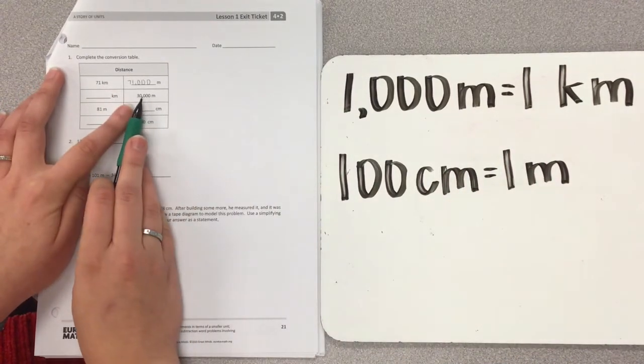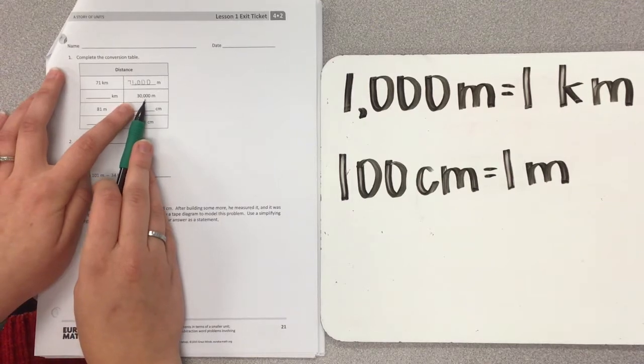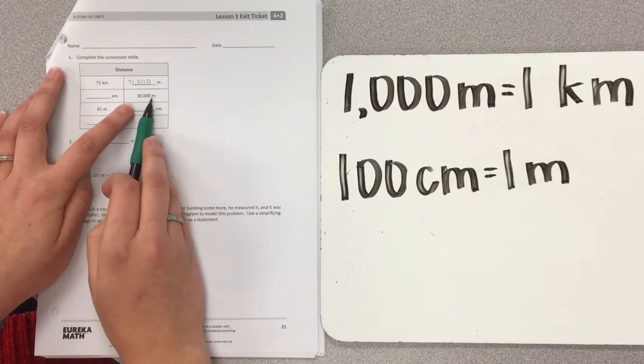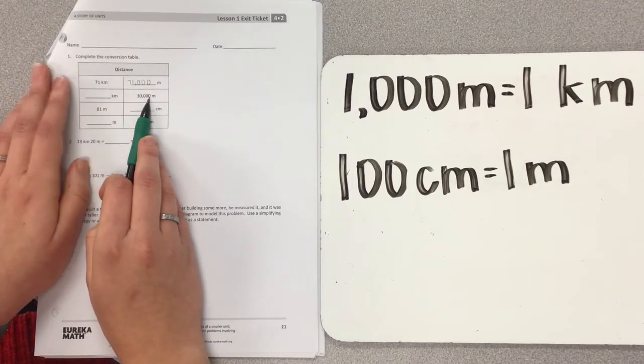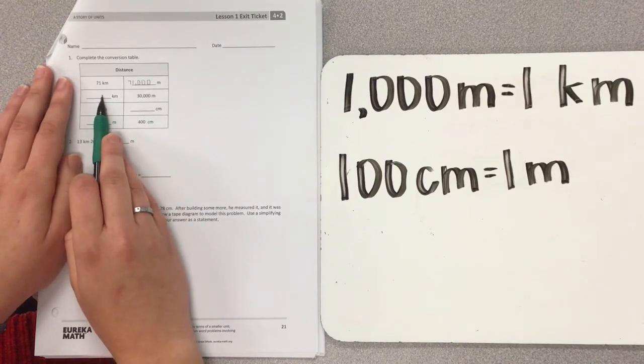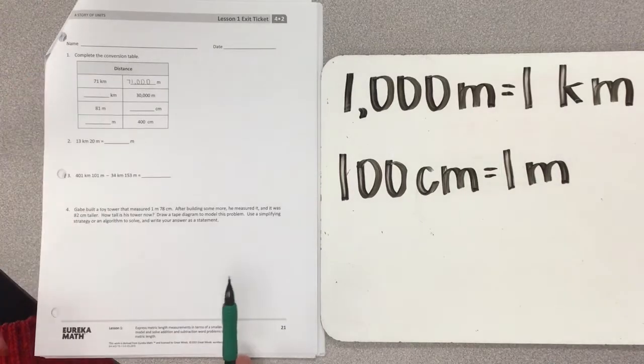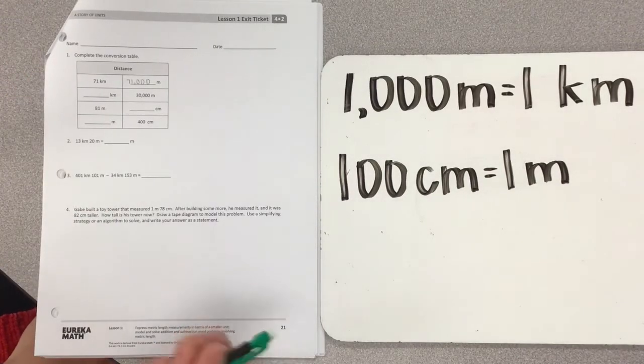So what if we worked backwards? What if you took away the 3 zeros at the end of the 1,000? How many kilometers would you have left over if you divided by 1,000? Take a moment to solve that one.